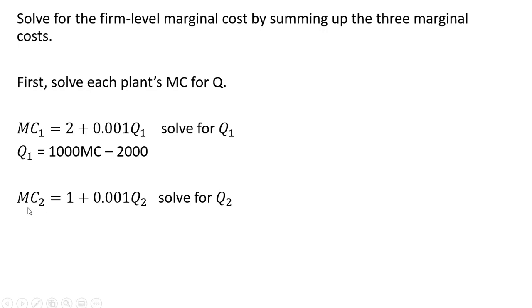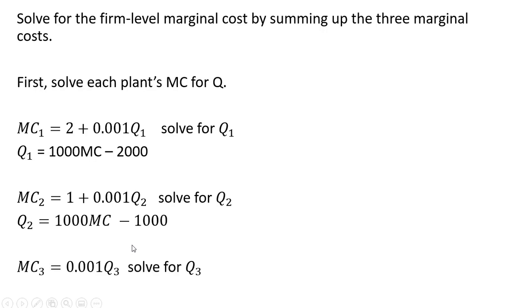For plant 2, we have the marginal cost for plant 2. We're going to solve that for Q subscript 2. Solving this equation for Q subscript 2, we get this result. And finally, plant 3's marginal cost, we will solve that for Q, in this case Q subscript 3. And doing that, we get this equation.